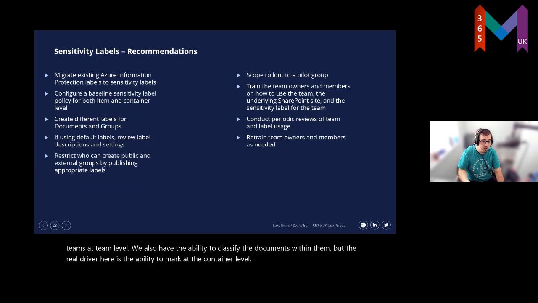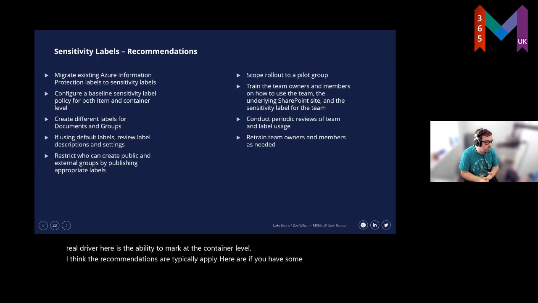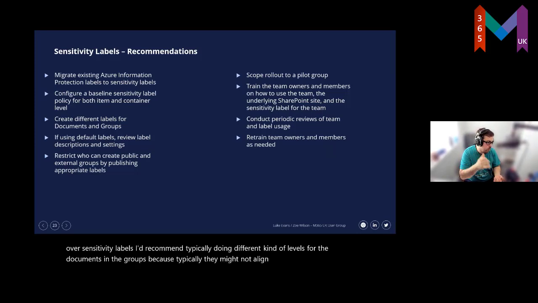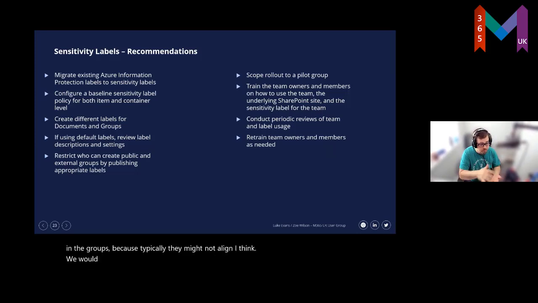The recommendations I typically apply here are, if you have some AIP labels, get them over to sensitivity labels. I'd recommend typically doing different levels for the documents and the groups, because they might not align. And if you're going to use the default labels that Microsoft gives you, review the labels and make sure that the settings are there.